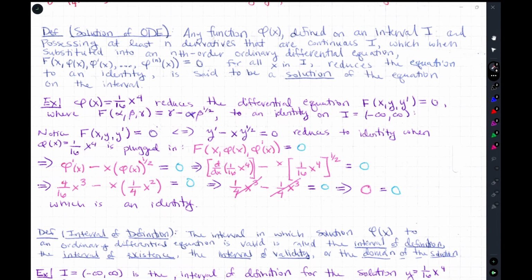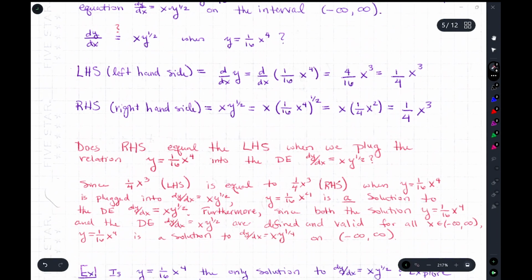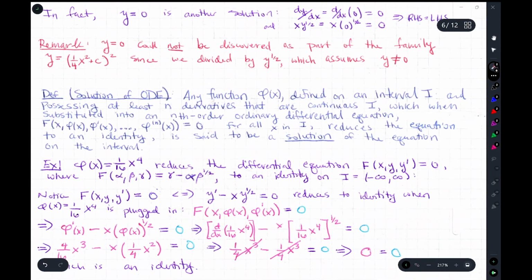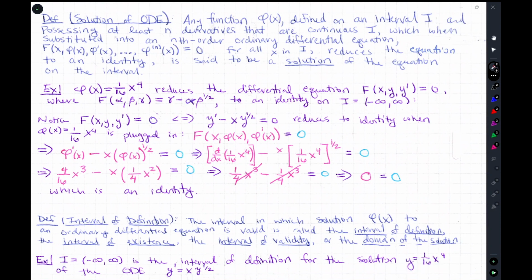An identity is, for example, like we saw up here, the identity that the left-hand side equals the right-hand side. And we'll make this very explicit to see how this definition works out. Reduces the differential equation. Okay, this is now a differential equation where, instead of writing x, y, and y prime, I use alpha, beta, gamma just to drive home the point that this f is just a real valued function, to the identity on I. And let's see what that means.